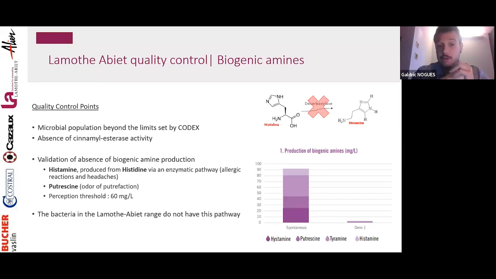The validation of the absence of biogenic amine production is very important, because if the bacteria produce histamine through an enzymatic pathway, it can lead to allergic reactions and headaches for the customer. On the other hand, if the bacteria produce putrescine, which is a compound of putrefaction, then we have a very bad smell, and it is very dramatic for the aromatic profile. These compounds have a very low perception threshold. The bacteria in our range don't have this, because we make sure they don't have this enzymatic pathway. We can check it with the genetic approach.